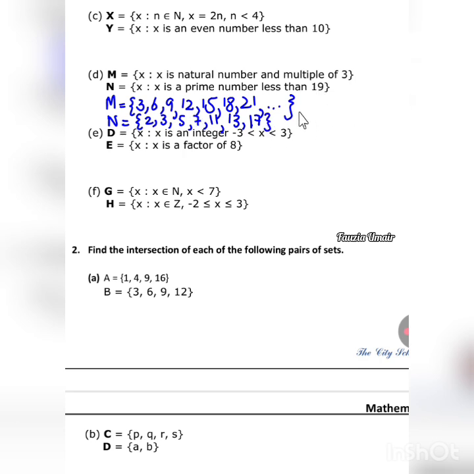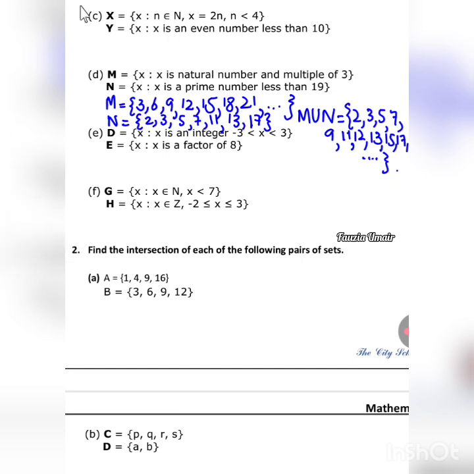So now if I write down M union N, it will be 2, 3, 5, then after 5, 7 is there, then 9 is coming from set M, then 11 is there, then 12 is also there, 13 is there, 15 is there, 17 is there, and so on. You can write it down like this. So set M is infinite, but N is a finite set. So taking the union would be like this.